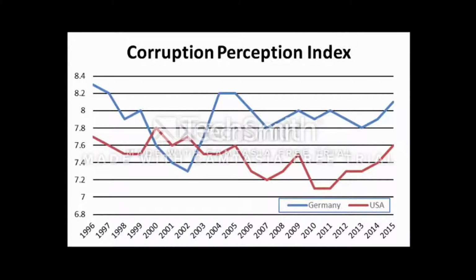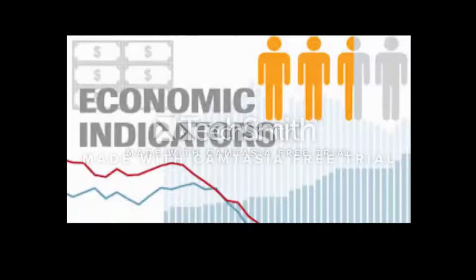However, in 1999, several corruption scandals erupted which deeply shook the image of Germany being corruption-free. Germany reacted and illegalized the bribing of foreign officials, which consequently improved the Corruption Perception Index. Let's move on and talk about economic indicators.